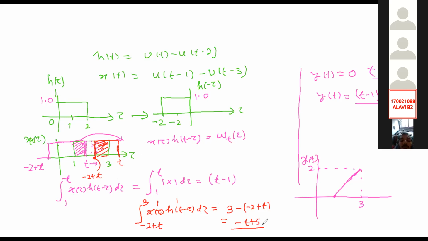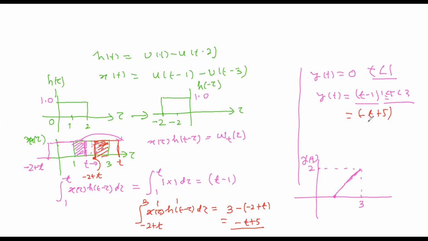So your output would be equal to minus t plus 5, and this is valid for where to where? This will be valid when the trailing edge of your pulse coincides with 3, isn't it? So the ultimate limit will be equal to what? Minus 2 plus t is equal to 3. That means t equals 5. So this is valid for 3 to 5. Then again it will be 0 if your t is greater than 5. Is that clear?